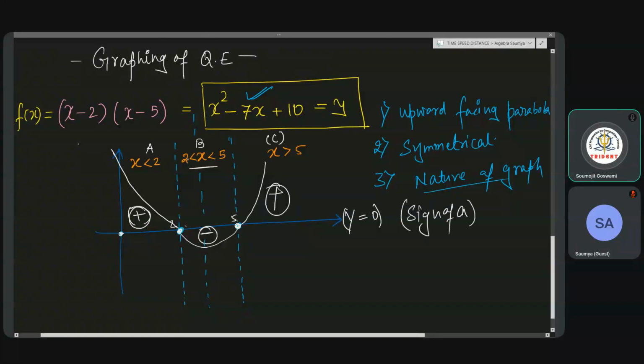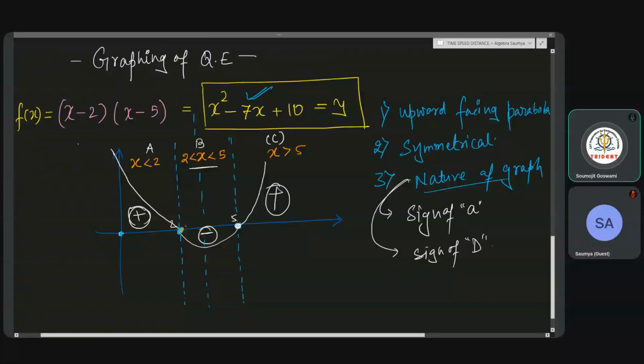The nature of the graph is always going to be dependent on the sign of a, meaning the coefficient of x square. That means it's an upward facing parabola, an upward facing U. And the nature of the graph will also be dependent on the sign of the discriminant D.